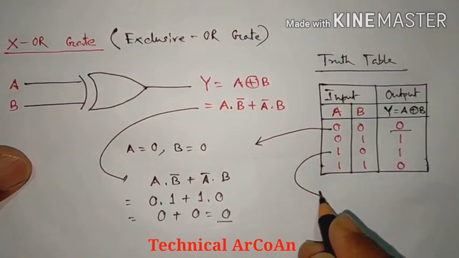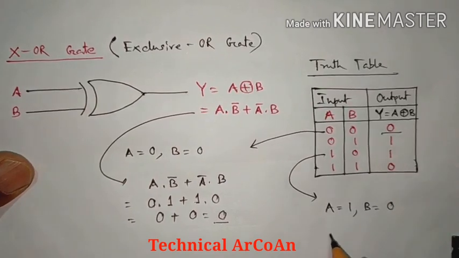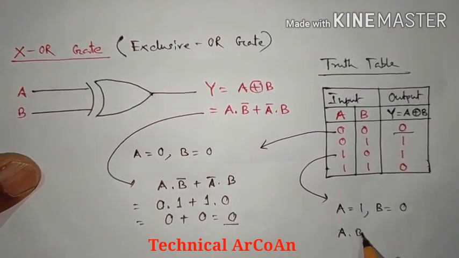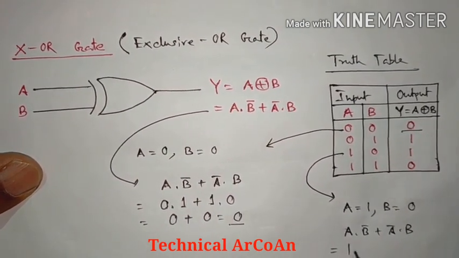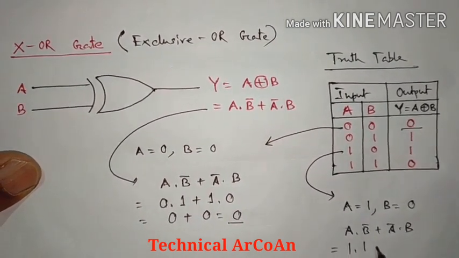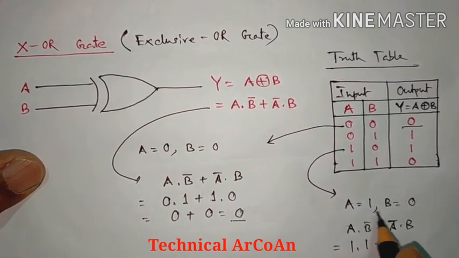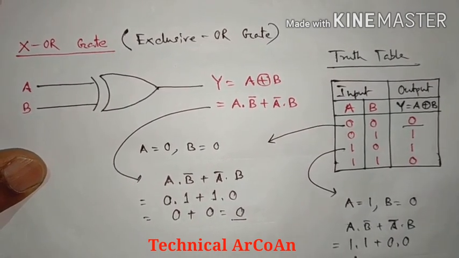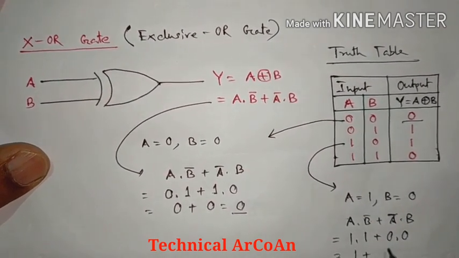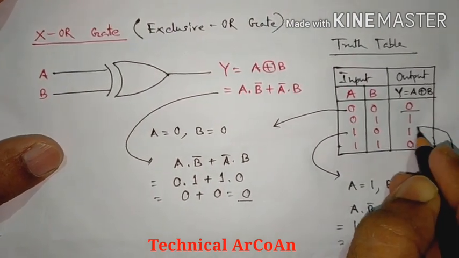And we take another example. Suppose A is 1 and B is 0. Now we apply the formula A dot B complement plus A complement dot B. Here A is 1, B complement is 1. A complement is 0, and B is also 0. So 1 dot 1 means 1 and 0 dot 0 means 0, and 1 plus 0 means 1. So that's why we get the output 1.